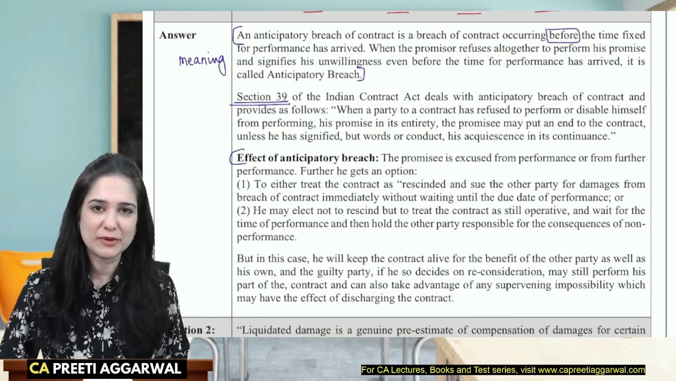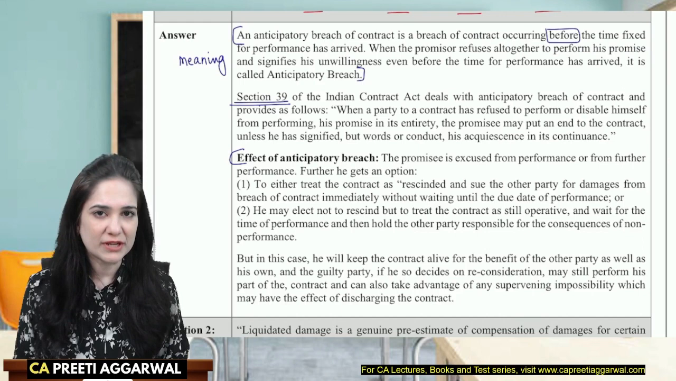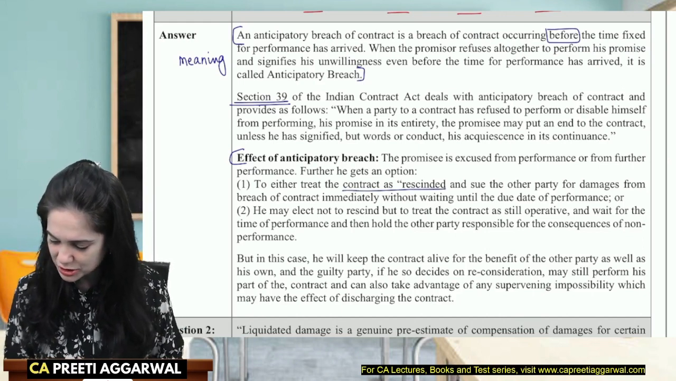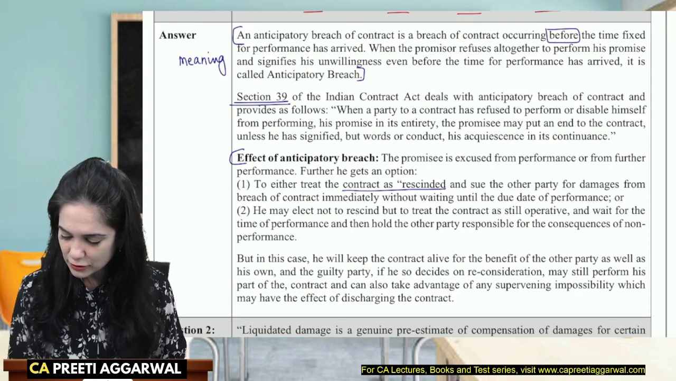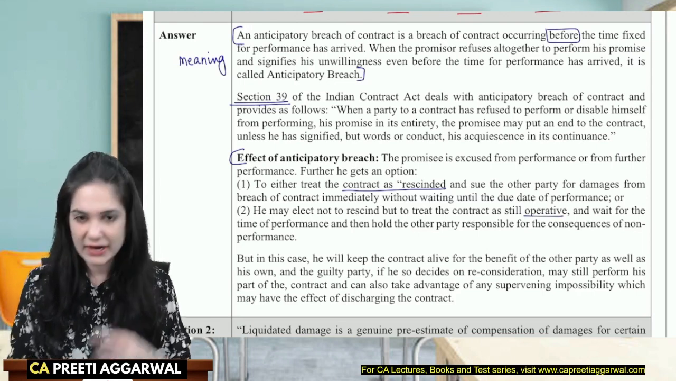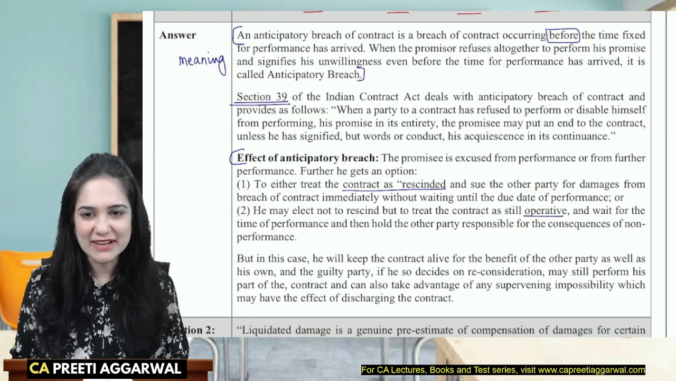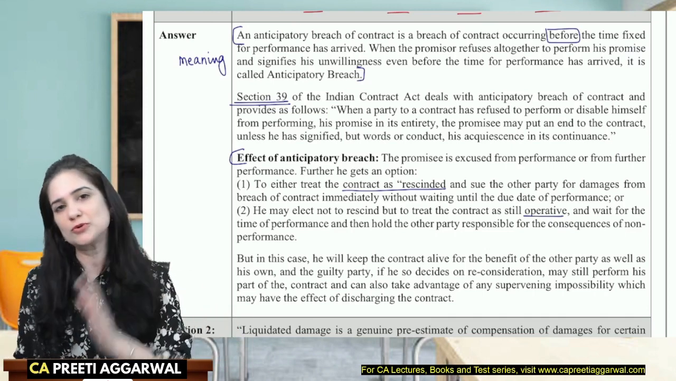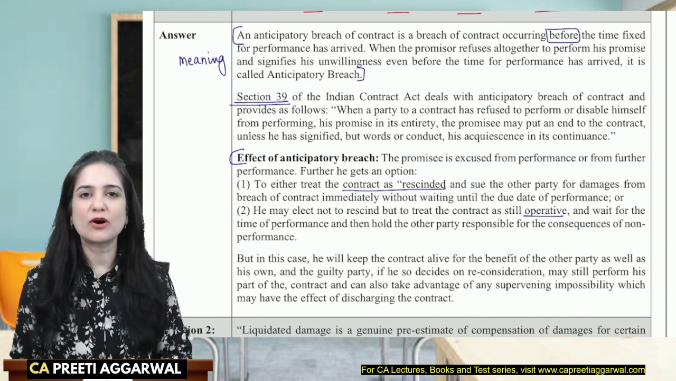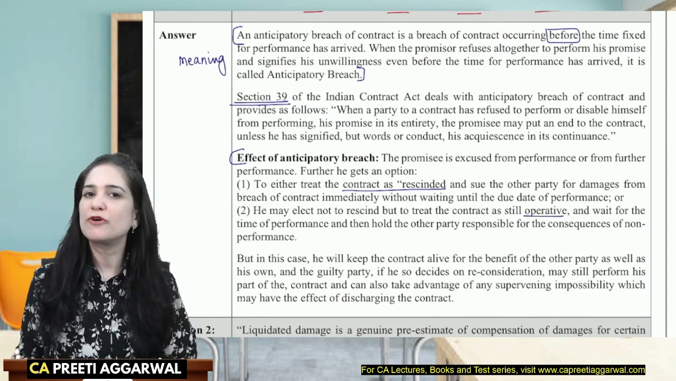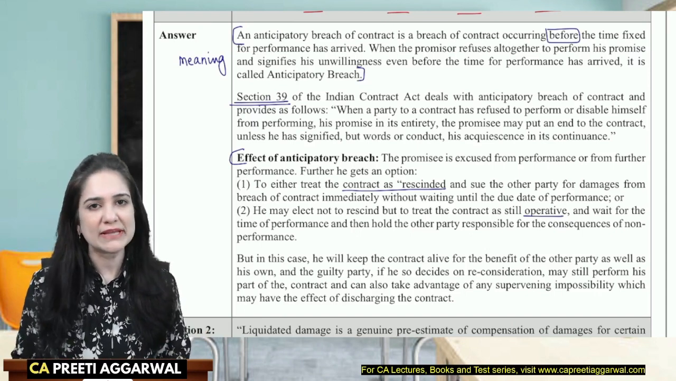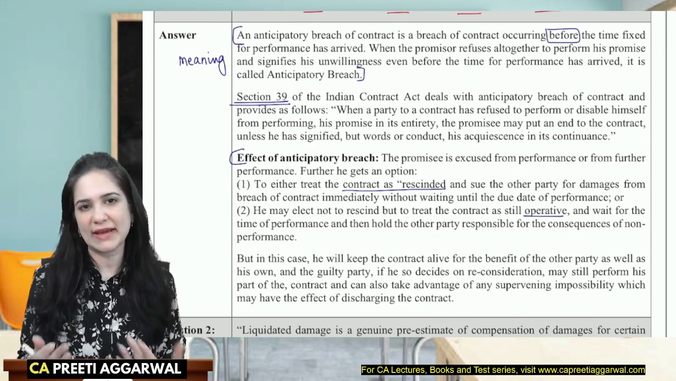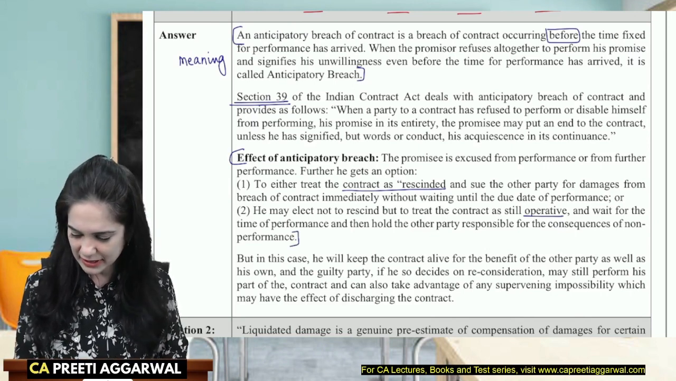Effect of anticipatory breach: you can either rescind or cancel the contract immediately. You may elect not to rescind but to treat it as operative. I had also explained with the help of a chart. You can either cancel the contract immediately, claim damages without waiting for the due date of performance, or you can treat the contract as operative, and in case the contract is performed, you will accept the performance and pay for it, or if on the due date the contract is not performed, you will cancel the contract. So that effect is explained over here.